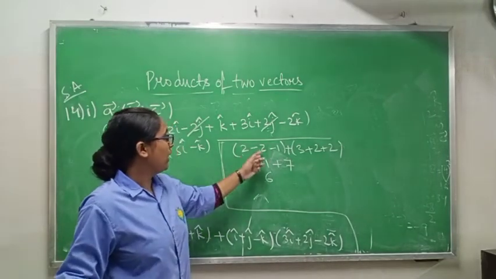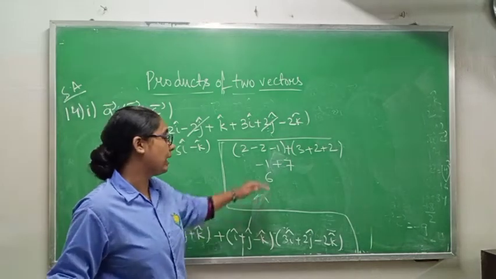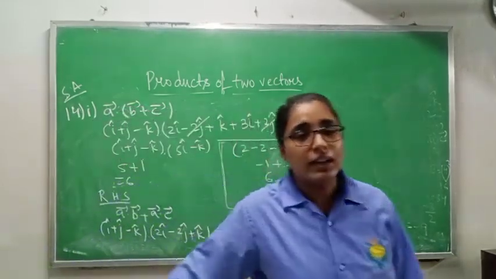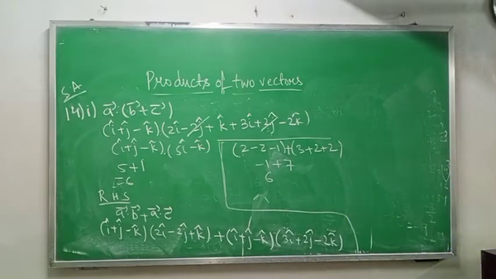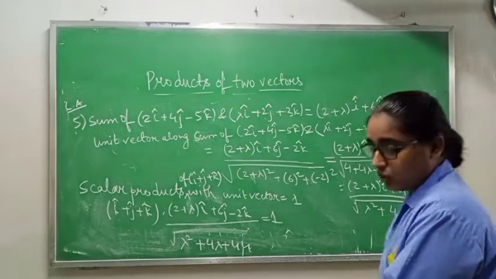Okay. Now when you add and subtract, you will get minus 1 plus 7, which in the last you will get 6. So what will you write? LHS equals RHS, proved. Complete this one. Now class 12C long answer question number 5.